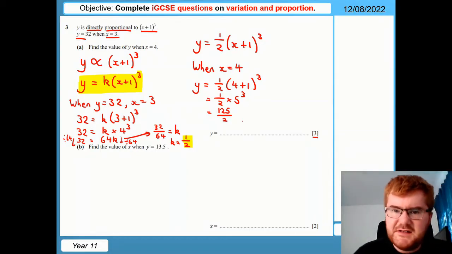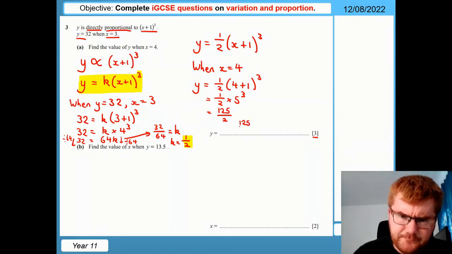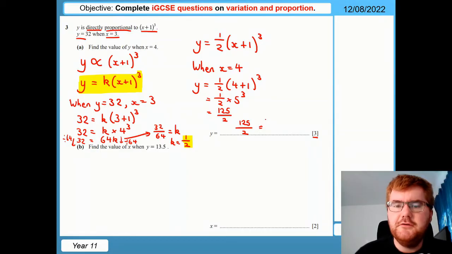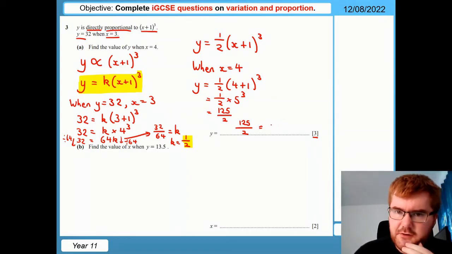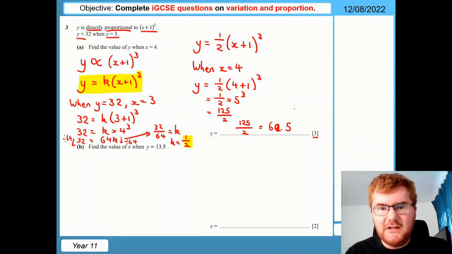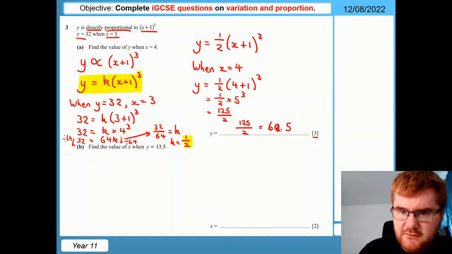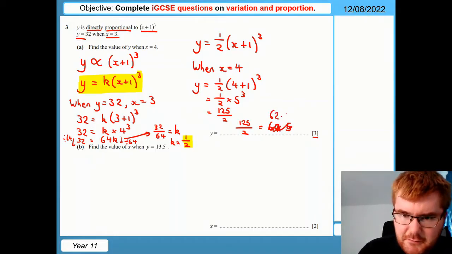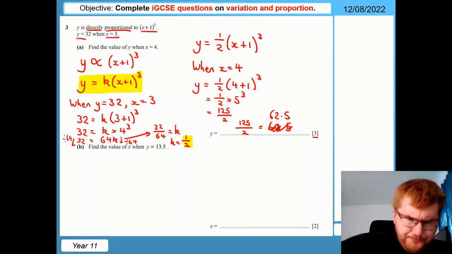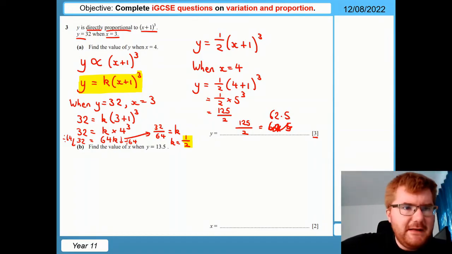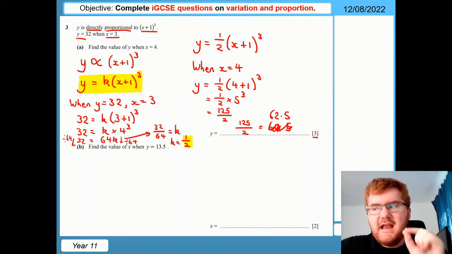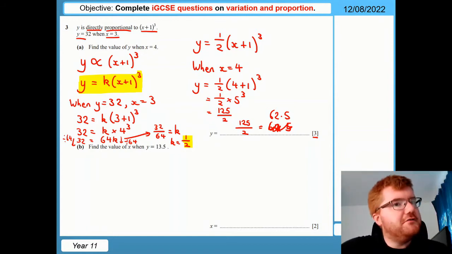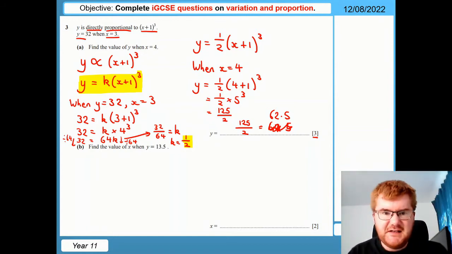I'd be happy with that answer and leaving it like this. You'll see in the mark scheme they actually do divide through by 2, and it's also equal to 62.5 even. That's better. For the actual answer you're looking for. So actually cross that out, 62.5. There we are, nice and clear. And as you see in the mark scheme a bit later on, they put this OE, which means or equivalent. So you can write it as a fraction, you can also write it as a decimal.